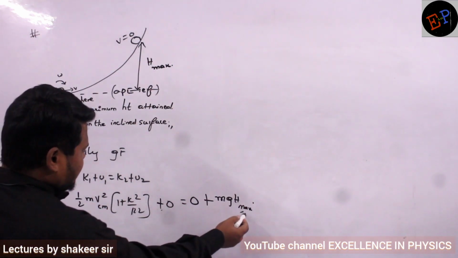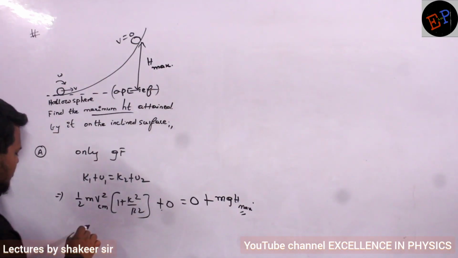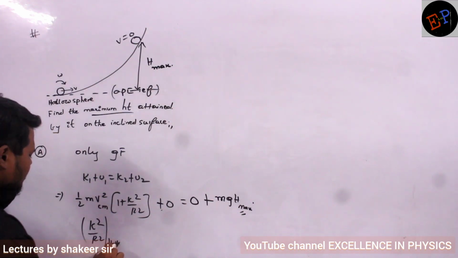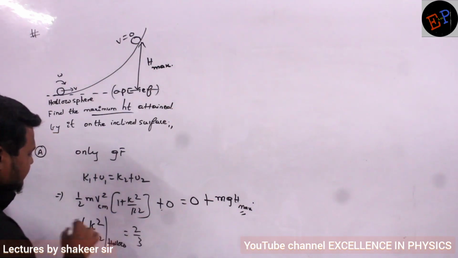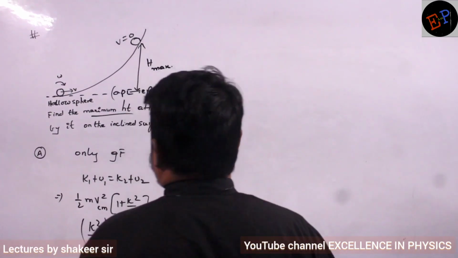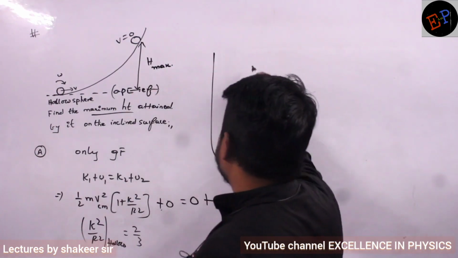Now I am supposed to calculate this h value. He is asking only for the height, h max. Substitute the value. So what is k square by r square value for a hollow sphere? For a hollow sphere it is 2 by 3. Clear? So substitute all the values. Mass is how much? Did he give anything? Mass is not given. No need of mass also.